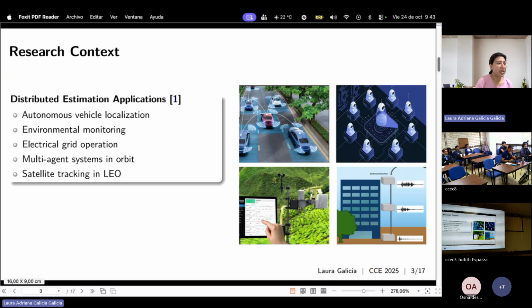We are investigating distributed estimation for tracking satellites in low Earth orbit because this region is home to a growing number of satellite constellations that require accurate relative position and collision avoidance capabilities.